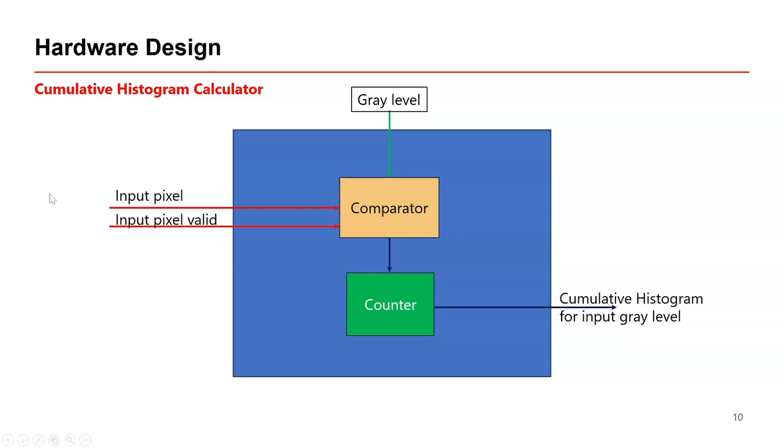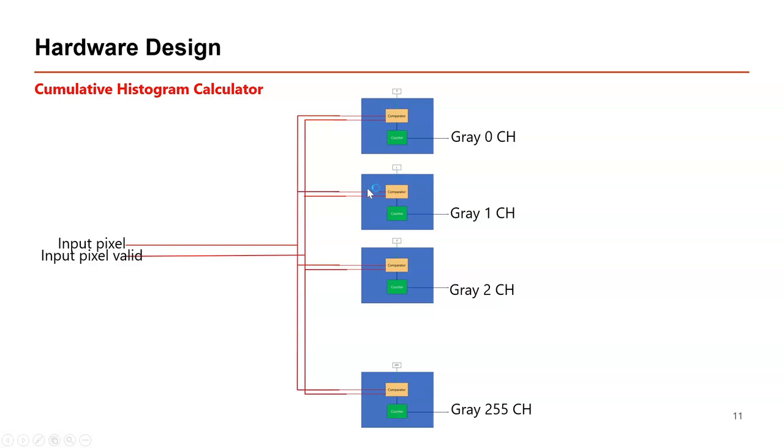By the time the entire image passes through this module, I will have the cumulative histogram for a particular gray level. So one module calculates the cumulative histogram for only one particular gray level. The basic idea is you replicate this module, in our case, 256 times, and we process the image in parallel, so that by the time I pass the entire image, I will have the corresponding cumulative histogram at each level, in parallel.